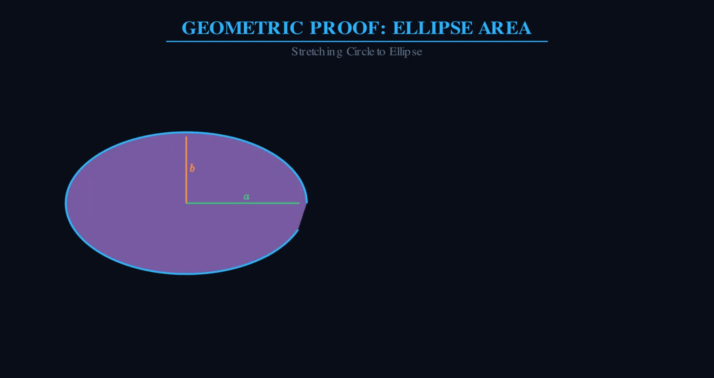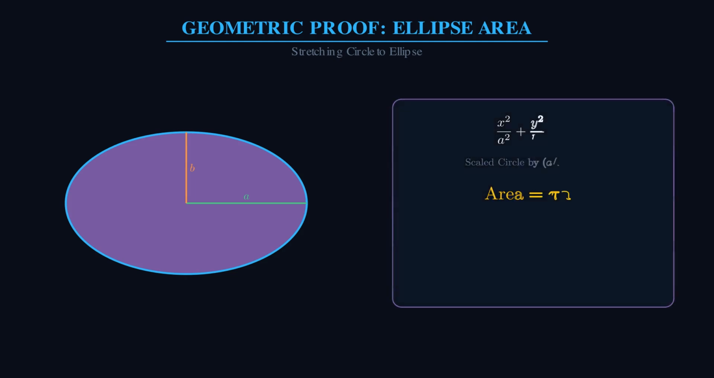An ellipse is simply a circle stretched horizontally by a and vertically by b. Scaling the area integral transforms pi r squared directly into pi a b.